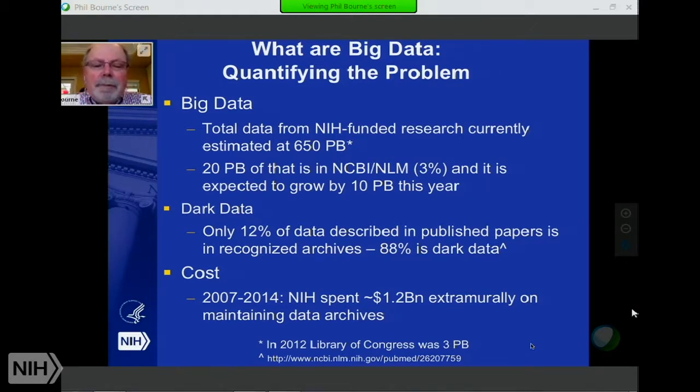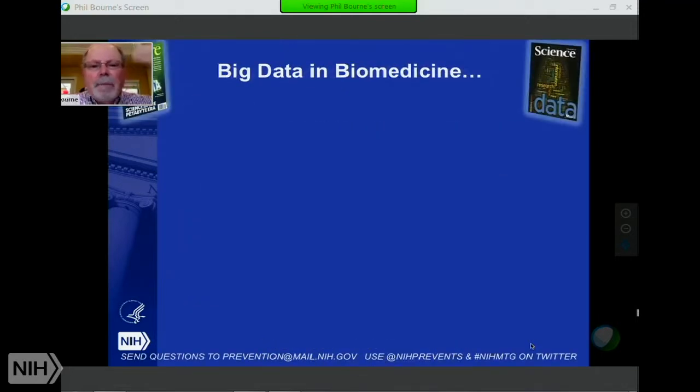The cost that we've estimated, which is actually a reasonably accurate number for data archives that we're maintaining extramurally, this is without NCBI and NLM, is a cost of $1.2 billion over the last 7 years. So we're already spending significant amounts of money. With the advent of even more data, that cost is likely to go up. And so we need to come up with new ways of dealing with the situation if we're going to remain cost effective and, in fact, improve our ability to use all this data.